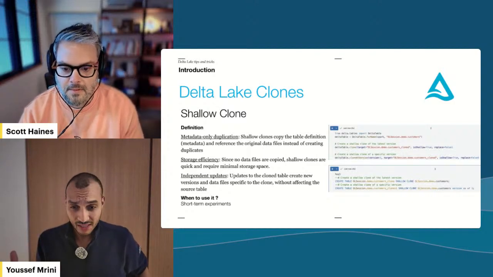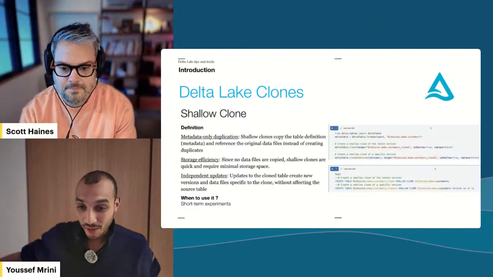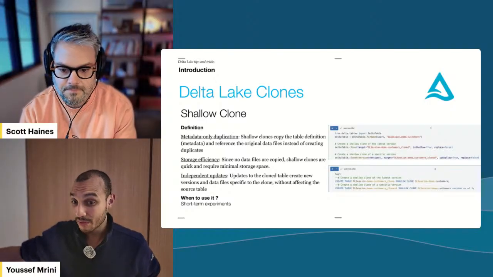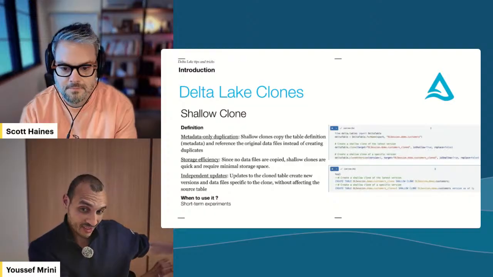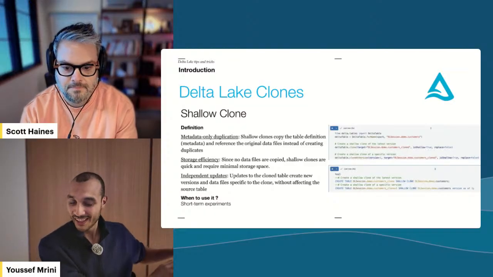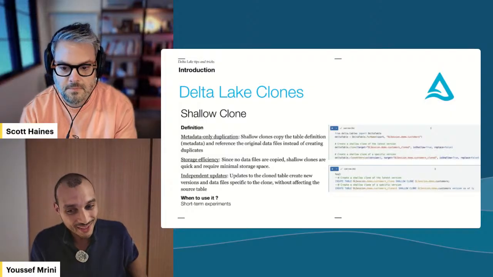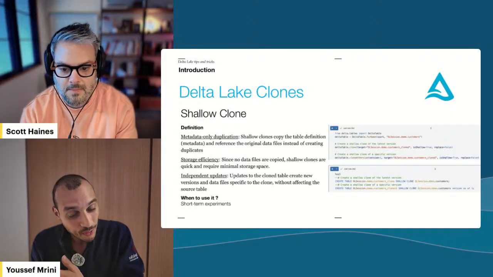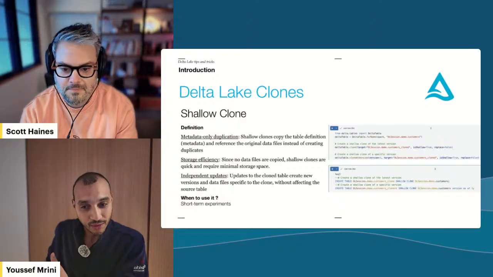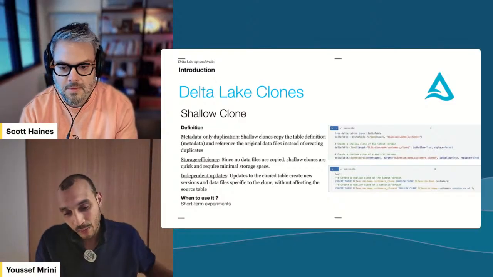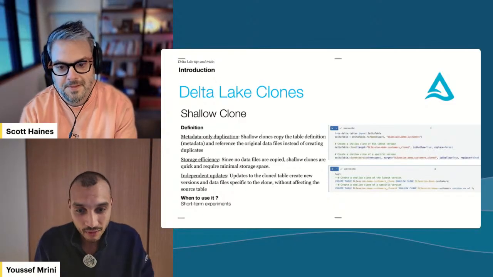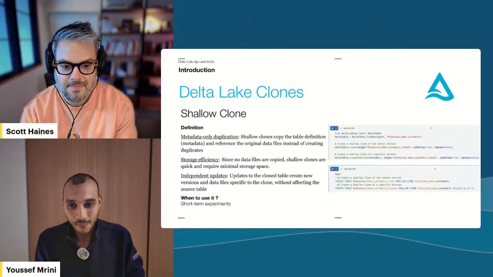For example, it can be version 7, which means if you modify or update the source table, it's going to be version 8, which means on your side, it's going to be the same version. Just keep in mind that if you vacuum the table and get rid of the version you're talking about, then the shallow clone table will no longer exist or will be corrupted.